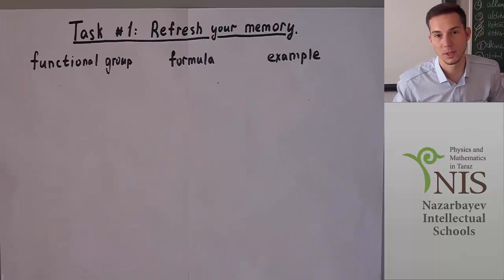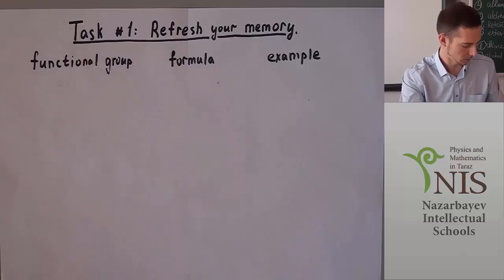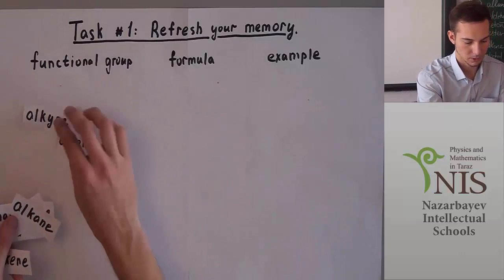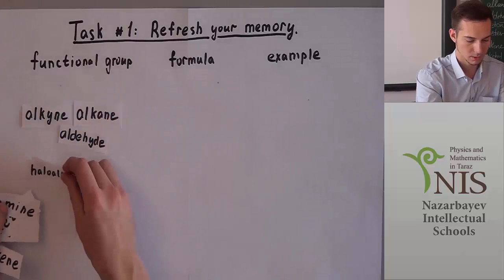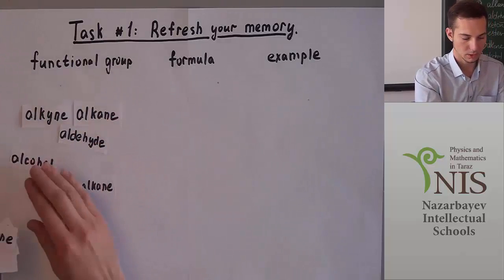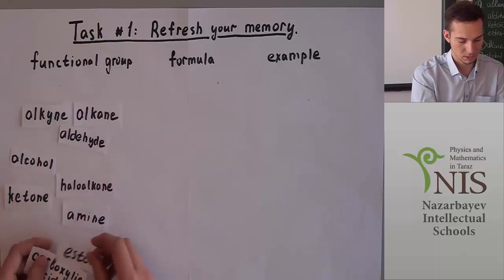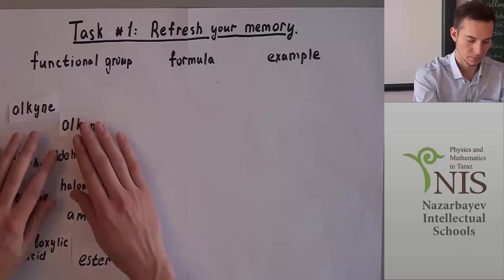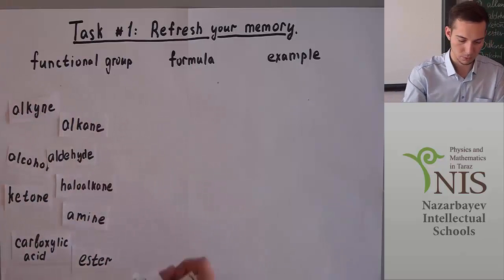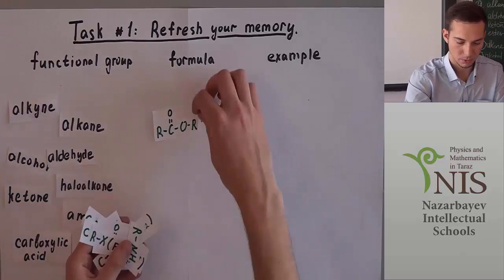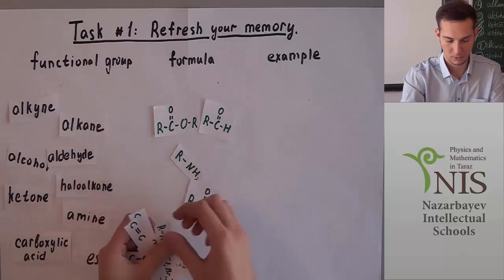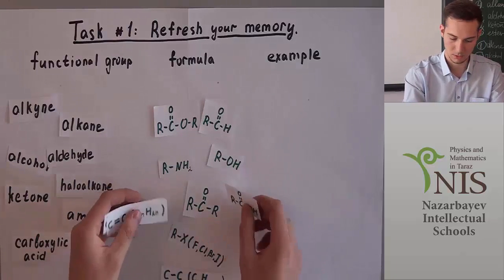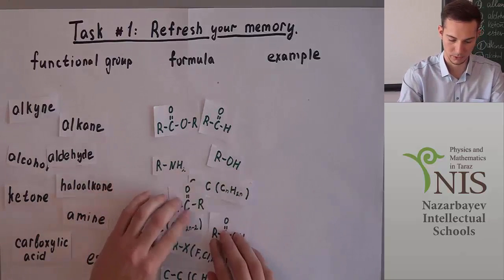Okay, let's start from task number 1. Refresh your memory. Here I have 10 functional groups for you: alkyne, aldehydes, alkene, haloalkane, alcohols, amine, ketone, esters, carboxylic acids and alkane. Now, for the formulas, I also have 10 formulas. This one, this one, this one, this, and 3 more here.